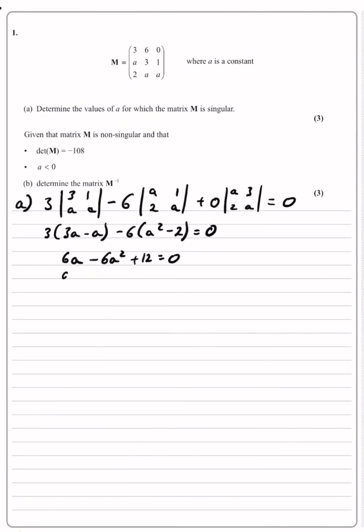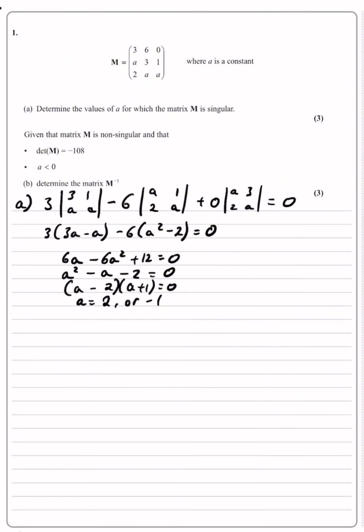6a subtract 6a squared plus 12 is equal to 0. Divide everything by -6. We get a squared, subtract a, subtract 2 equals 0. Factorizes quite nicely. So our two values of a which create a singular matrix are 2 or -1.